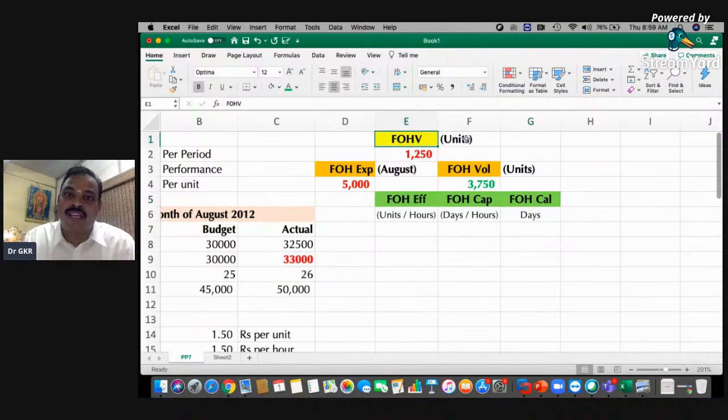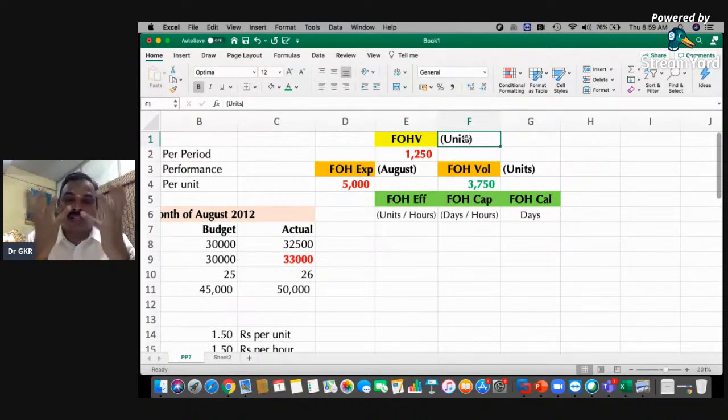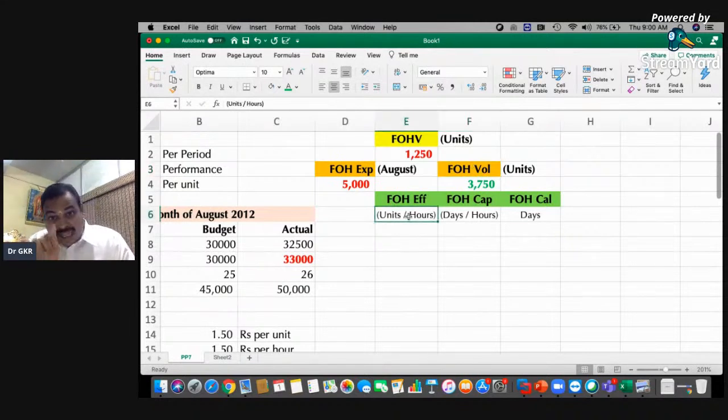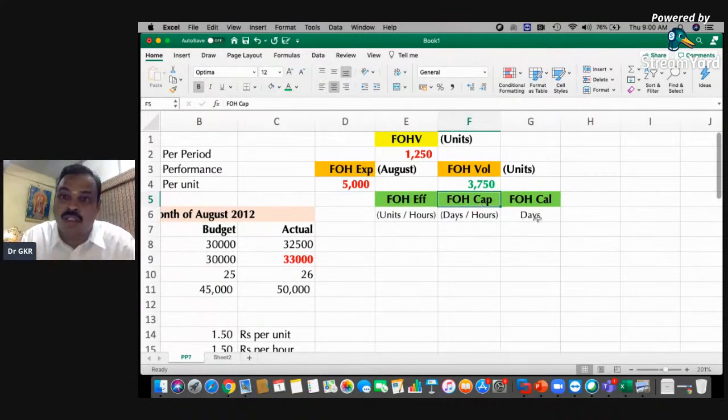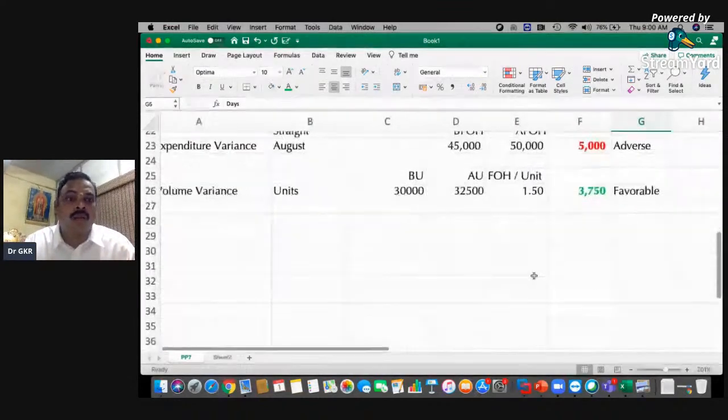Fixed overhead variance means only units alone you take. How many units you have actually, what is your cost per unit, what is the actual amount you have spent? Expenditure variance is straight away budget and actual. Volume variance is straight the difference between units. But here, for the actual units, how many hours? What is actual hours? For the actual days, how many budgeted or standard hours? What is your actual hours? And what is your days? So let me do it one by one.